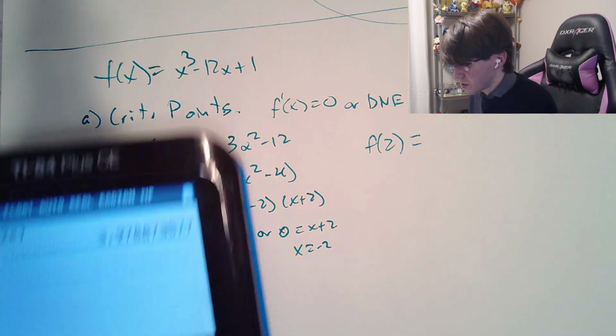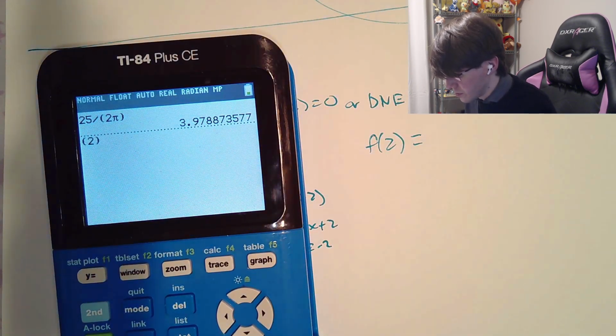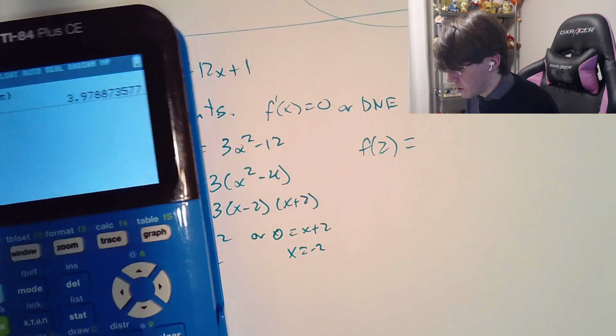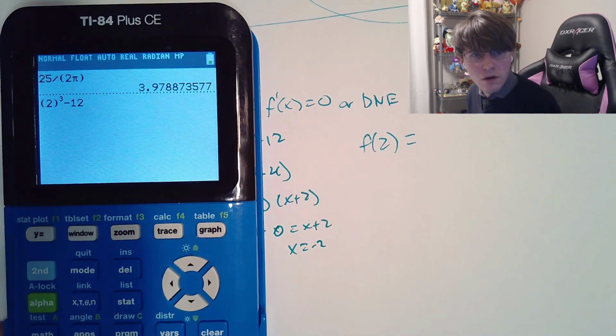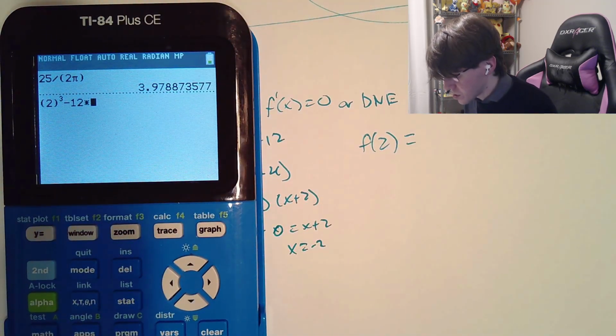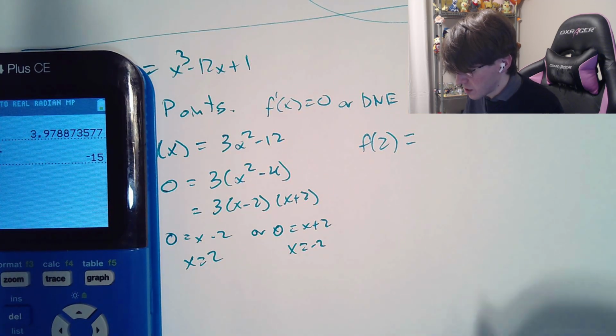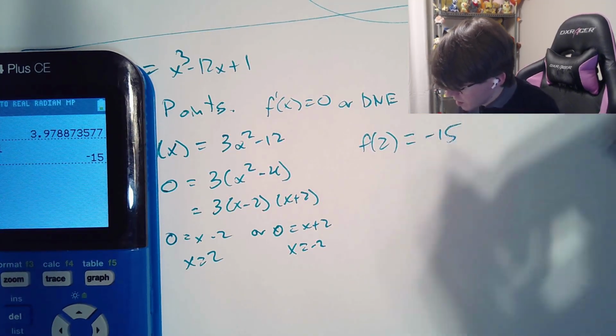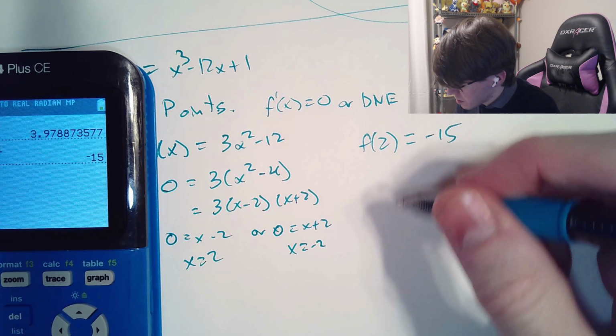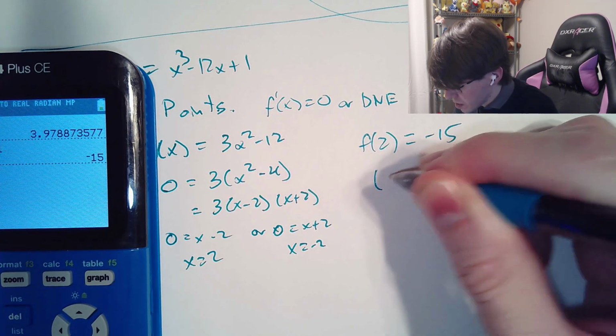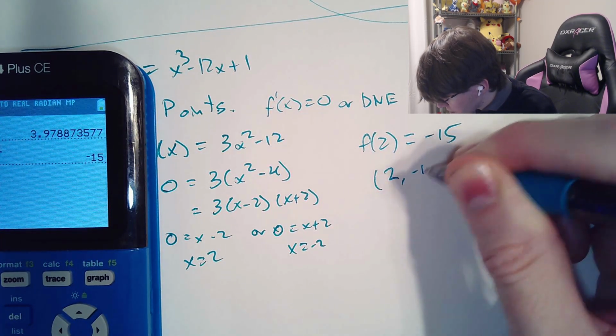Oh my god, this is what I'm talking about. 2 to the third. That was 8. Why did I not just type 8? Minus 12 times 2 minus 1. Yeah, plus 1. Jeez, I could have done this in my head. Anyways, you get negative 15. So our first critical point for letter A is going to be 2 comma negative 15.